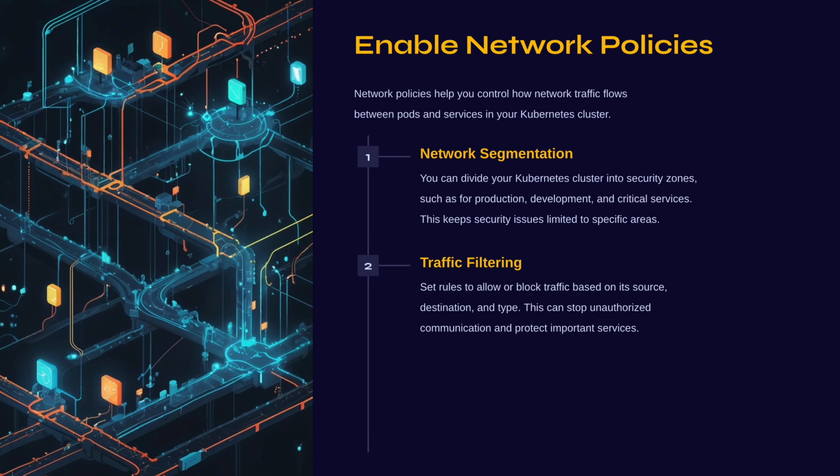Next, traffic filtering. With network policies, you can create rules that control which traffic is allowed to flow between different pods and services. You can block or allow traffic based on factors like the source, destination, or even the type of traffic. This is great for stopping unauthorized communication. For instance, you might want to make sure a database pod only accepts connections from certain application pods. Network policies give you that level of control.